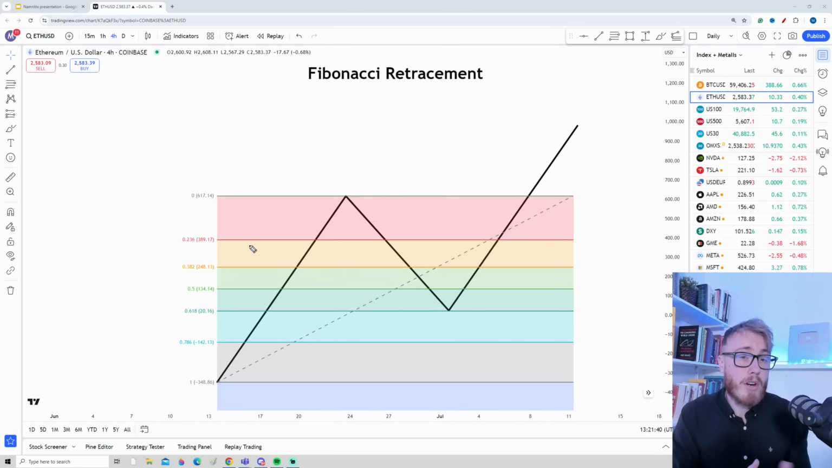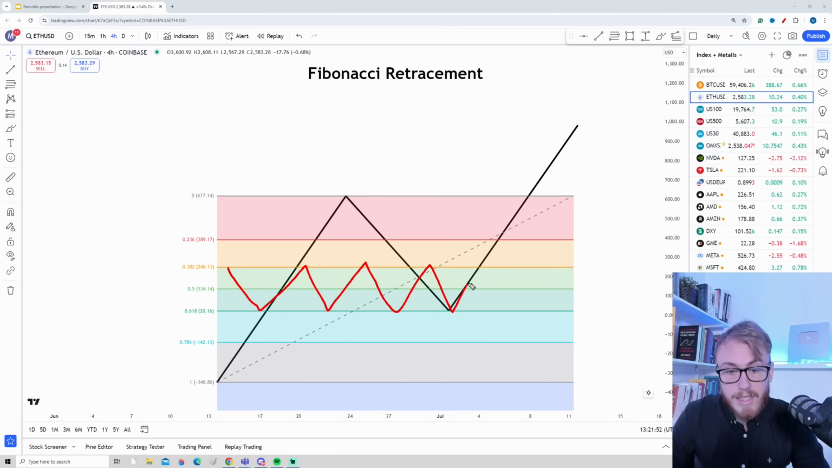And in very simple terms, the most common area for the price to reverse, or in other words, for the pullback to end here, is this area in between 0.382 to 0.618. So it is this area between around 38% to 62%.